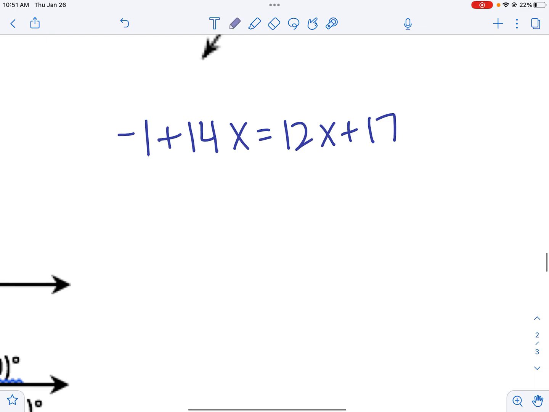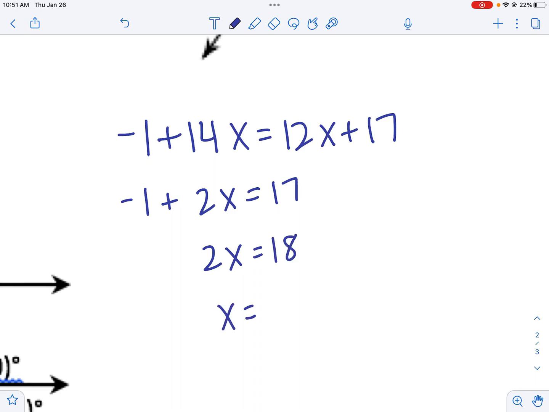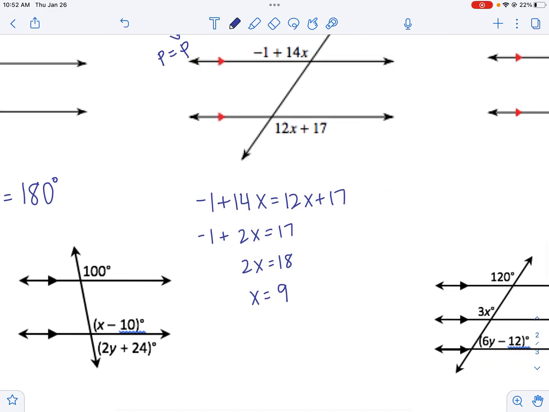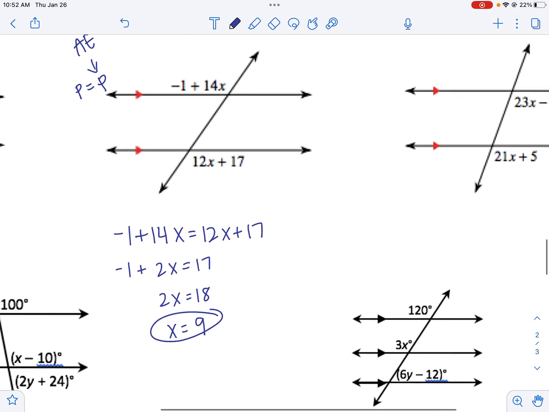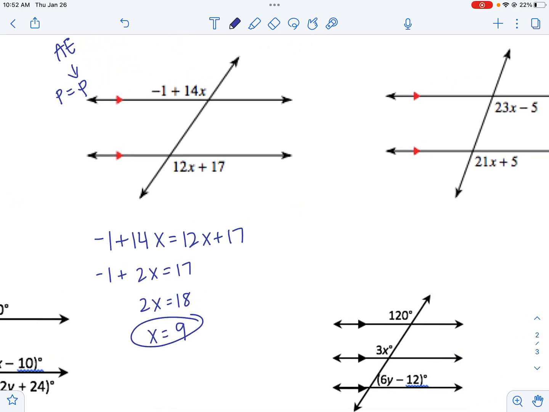So let's go ahead and solve this one for practice. If I put the letter on the left and I subtract 12x, I'm going to have -1 plus 2x would equal 17. Add the 1, so 2x would equal 18. Divide by 2, x would equal 9. Now, if the problem just said solve for x, we're done. X is 9. But if it said to plug it back in and find the other angles, well, now I need to go back up here and now I need to plug it in.